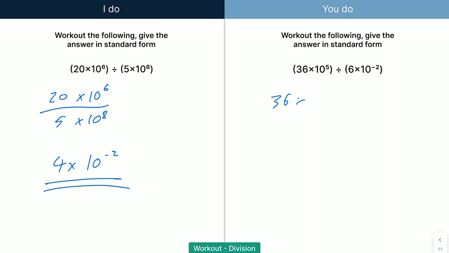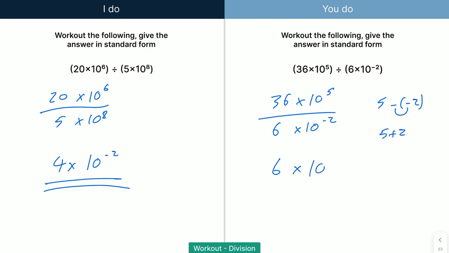So 36 times 10 to the power of 5 divided by 6 times 10 to the power of minus 2. So 6 into 36 is 6 times, and then we just have that take away that. Now being careful here, we are doing 5 take away negative 2. Okay, these two negatives become a positive. So that becomes 10 to the power of 7, and that's already in standard form.